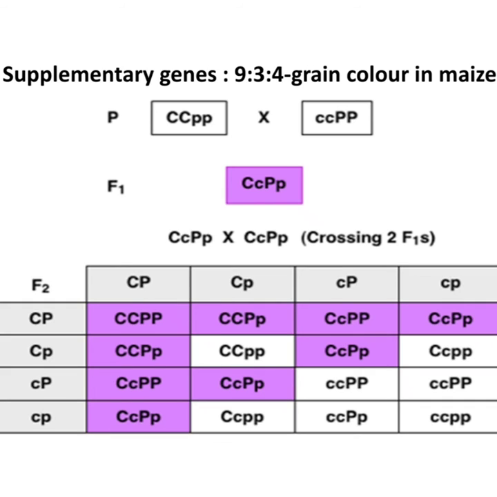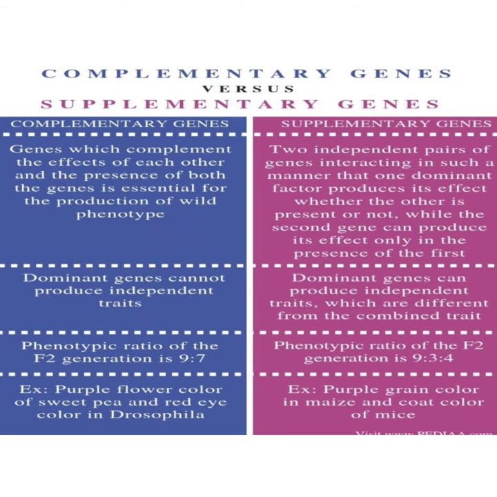The parents are capital C, capital C, small p, small p, and another parent is small c, small c, capital P, capital P. The example is grain color in maize. And the F1 generation obtained is capital C, small c, capital P, small p. When it is selfed, in the F2 generation the ratio obtained is 9:3:4.